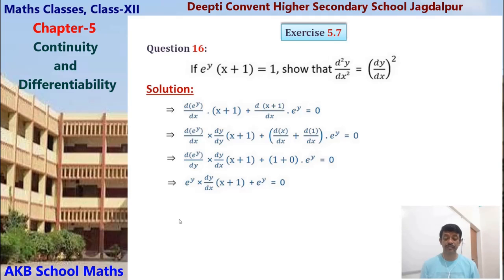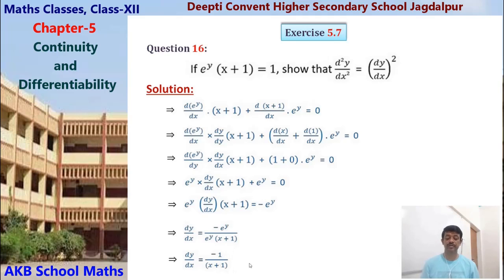Now e to the power y dy by dx times (x plus 1) equals minus e to the power y on the right hand side. Clear? Now here e to the power y cancels out: dy by dx equals minus e to the power y upon e to the power y times (x plus 1), cancel out, minus 1 upon x plus 1. So dy by dx equals this. Now we have to differentiate again.